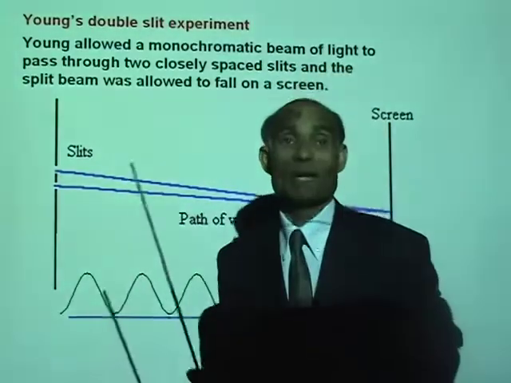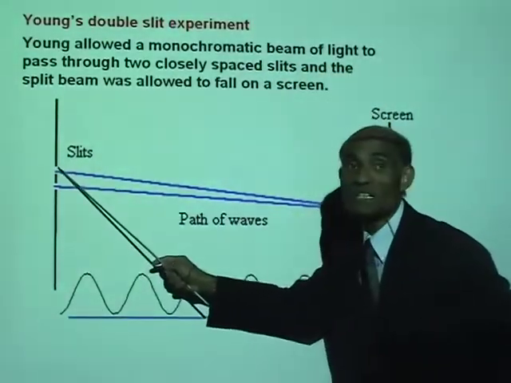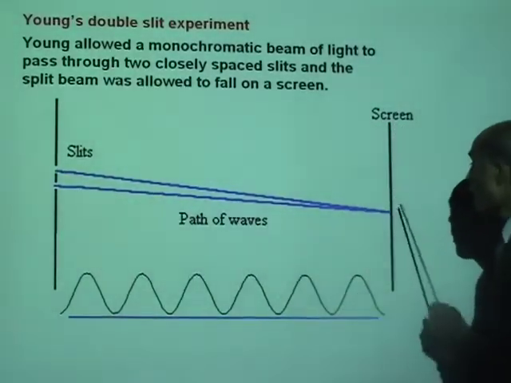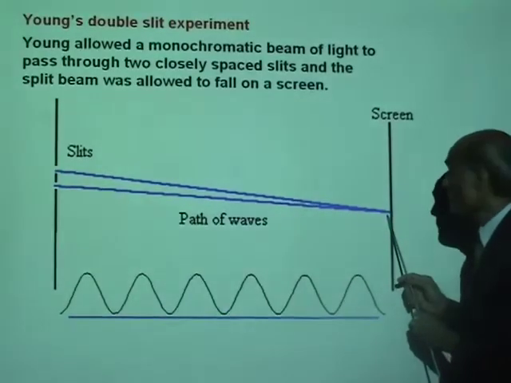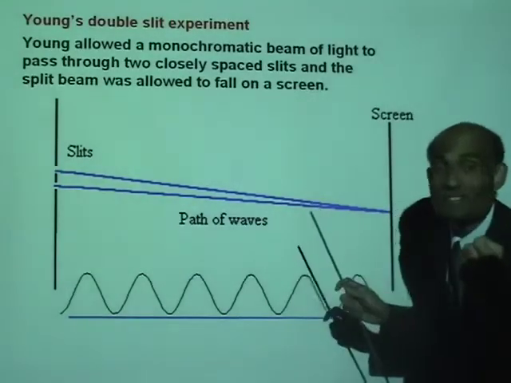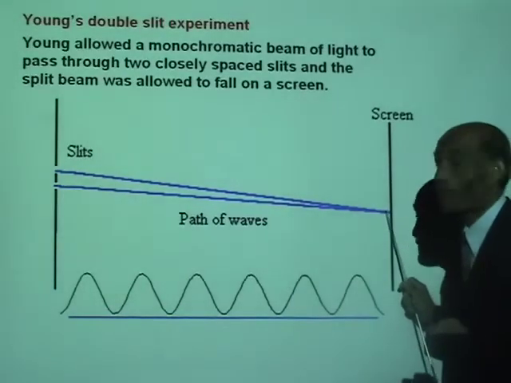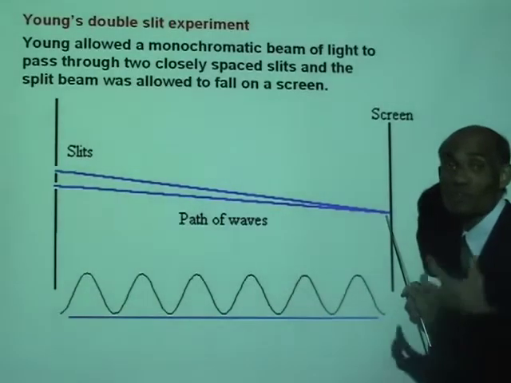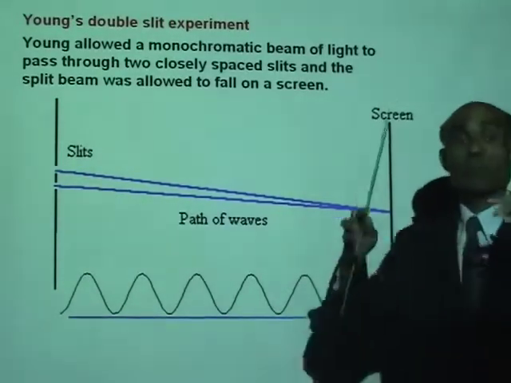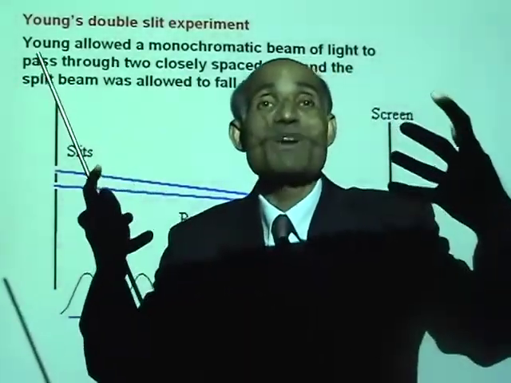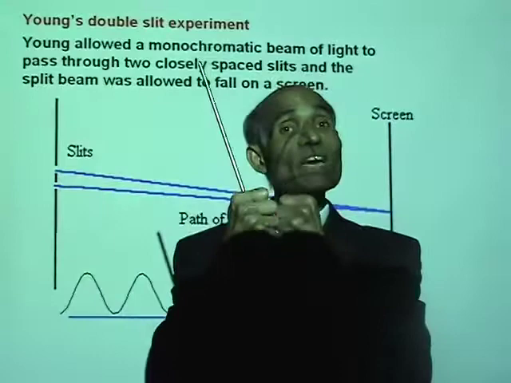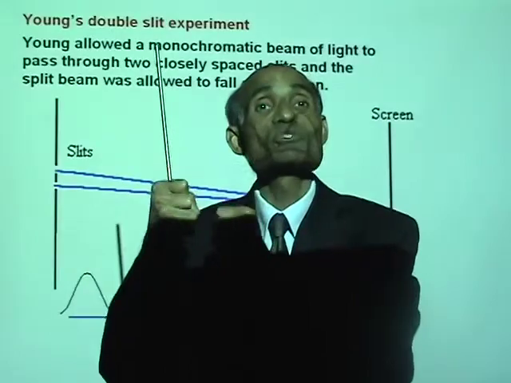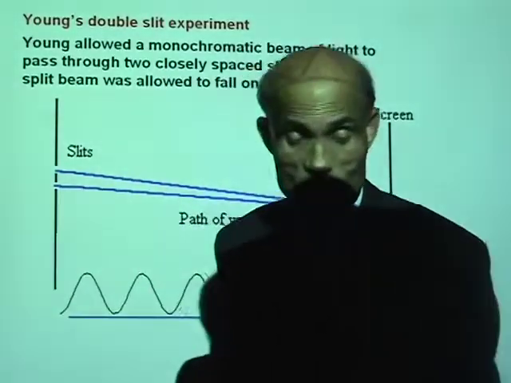Now, in the same way, light coming from slit 1 and light coming from slit 2 meet on the screen here. If they meet in phase, there is a bright spot there. And next to it, if they meet out of phase, you get a dark region. So a bright region is where light from both slits arrive in phase. Dark regions are where light from both slits arrive out of phase.